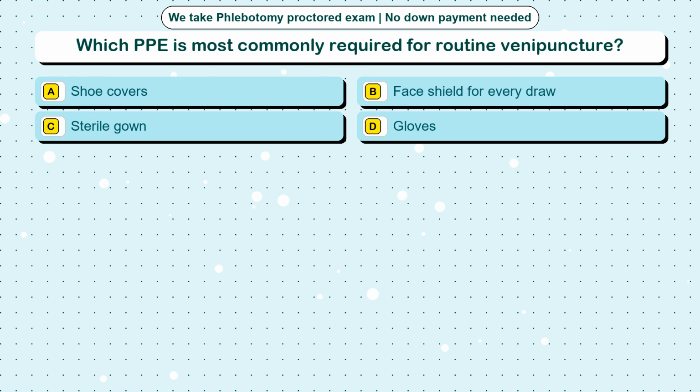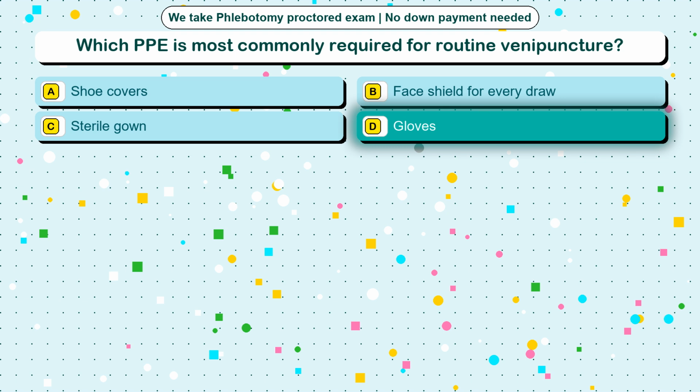Question 27. Which PPE is most commonly required for routine venipuncture? Option A, shoe covers. Option B, face shield for every draw. Option C, sterile gown. Option D, gloves. The correct answer is option D, gloves.